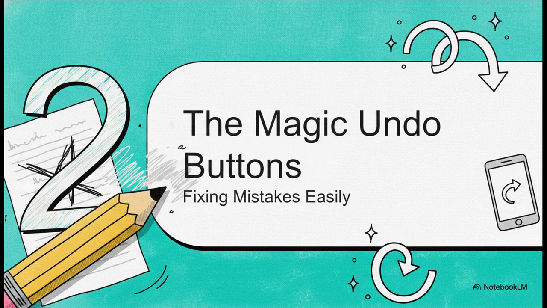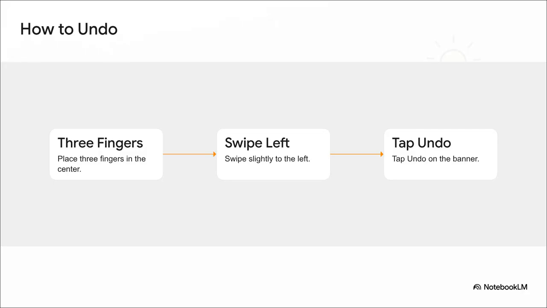Part 2. The magic undo buttons. Picture this. You're typing a sweet message to your grandchild on an Apple iPhone. Suddenly, oops, you accidentally delete it. Don't panic, just take 3 fingers, place them flat right in the center of the screen, just like resting your hand on a table. Now gently wipe those 3 fingers slightly to the left. A tiny banner will pop up that says undo. Tap it, and just like magic, your message is back.